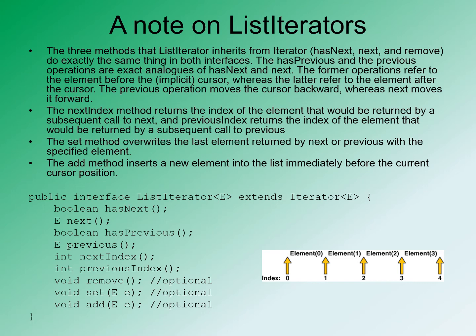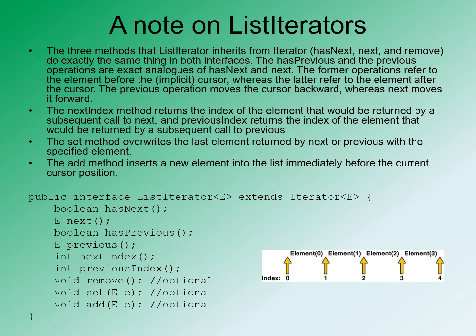The nextIndex method returns the index of the element that would be returned by a subsequent call to next, and previousIndex returns the index of the element that would be returned by a subsequent call to previous. The set method overrides the last element returned by next or previous with the specified element. The add method inserts a new element into the list immediately before the current cursor position.